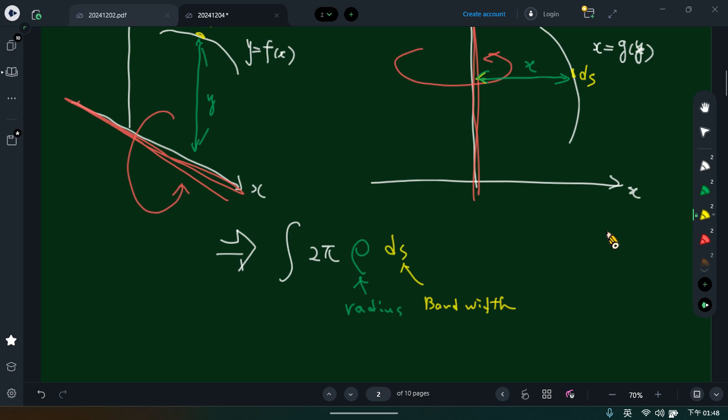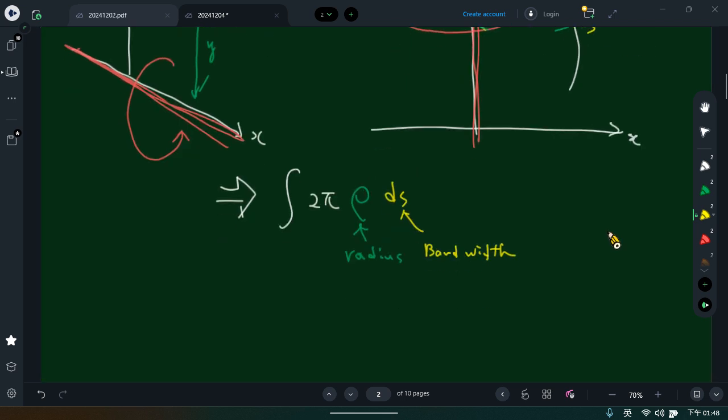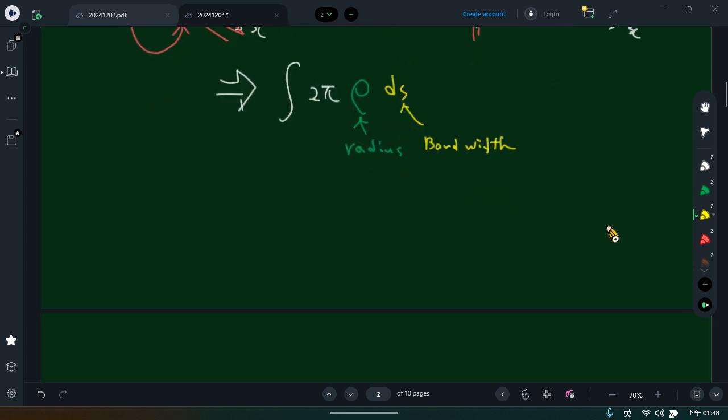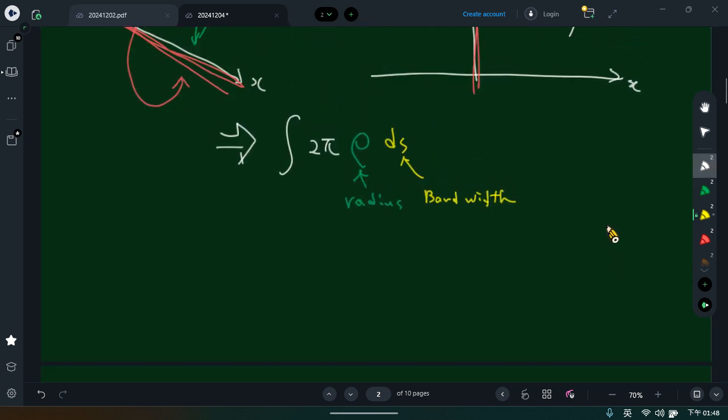Before we go to the end of this chapter, I'd like to use another example to show you how to apply that. For example, if I give you the curve y squared equals 4x, please find the area.